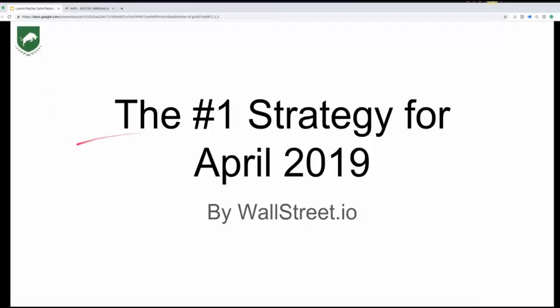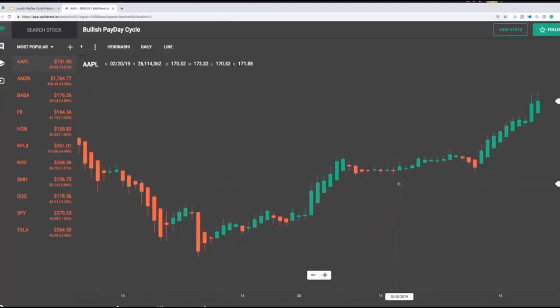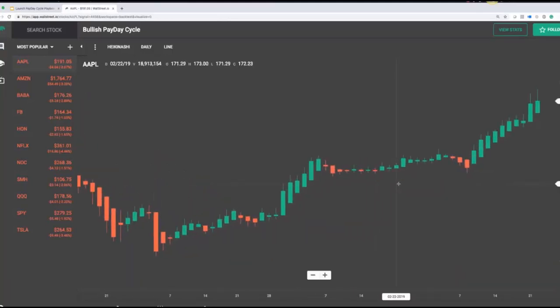We're going to talk again about the #1 strategy for April 2019, and I'm going to be using a charting application that we built called Wall Street IO. In doing so, we're going to be backtesting and validating everything that we look at today to make sure that it's a really good strategy, and we will go from there.